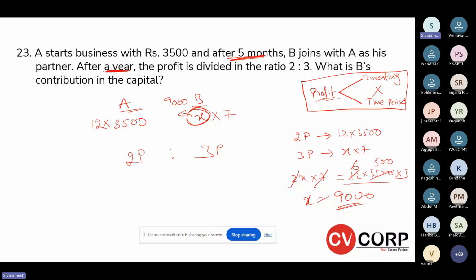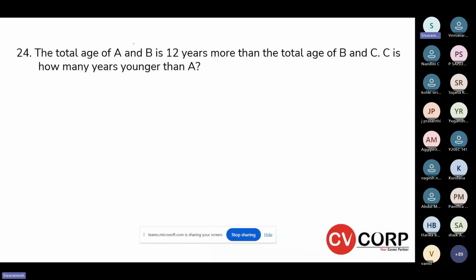Okay, so let's go for the next one. The total age of A and B is 12 years more than the total age of B and C. Total age of A and B means A plus B is the total age, if you assume. A plus B total age is 12 years more than the total age of B plus C. From here itself you can observe B will get cancelled, A will go to that side, so A minus C is 12. A minus C indicates the age difference. They have asked how many years younger C is than A. Obviously it is 12 years.